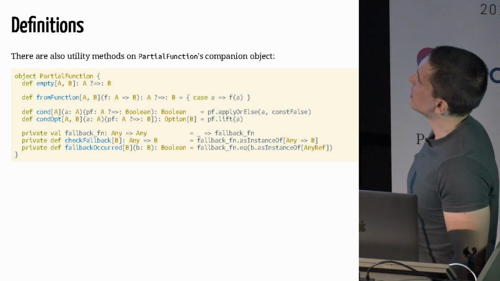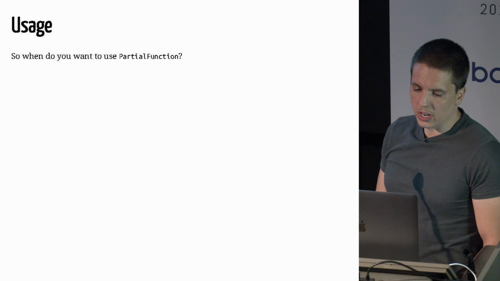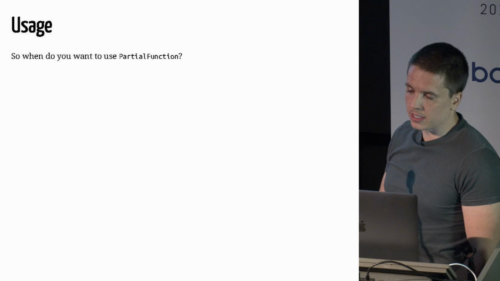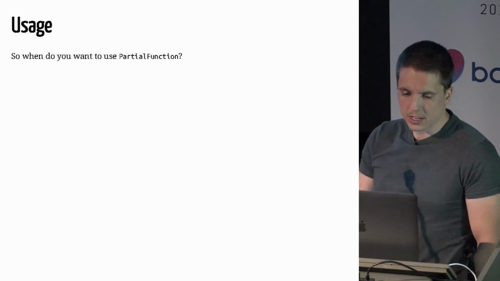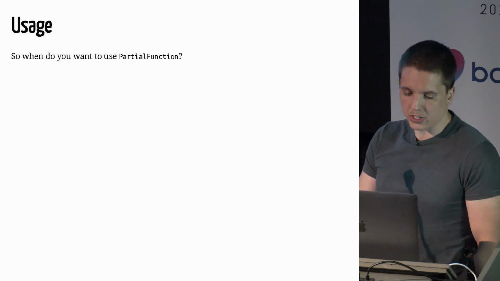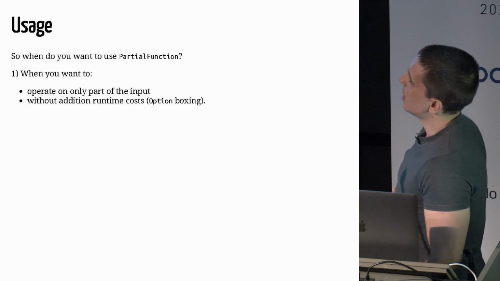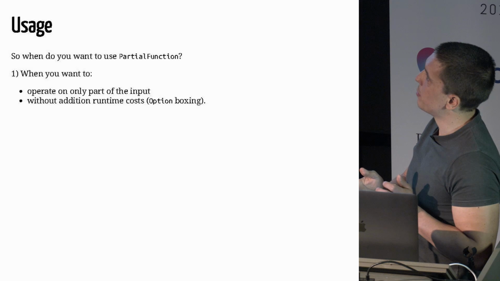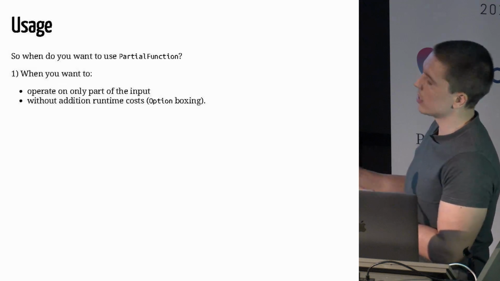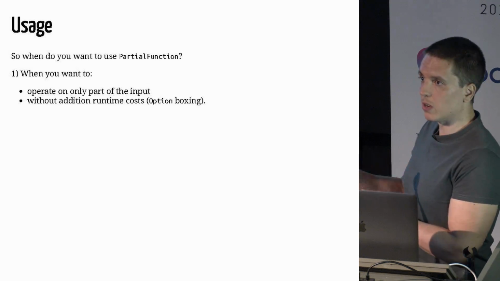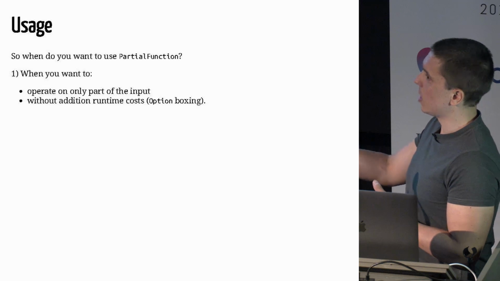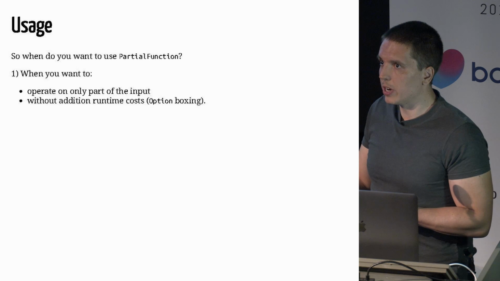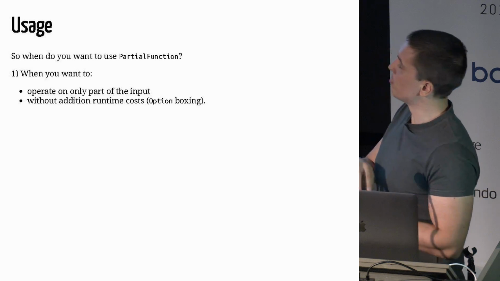So the question now is, when do you want to use a partial function? There are two cases that I know and I've seen in which you want to use a partial function. The first one is when you want to operate only on part of the input, so that's the partial part, but you don't want to pay the runtime cost of boxing with an Option. The lifting will give you an equivalent function, but in terms of when it runs, it has the additional cost of boxing the Option.